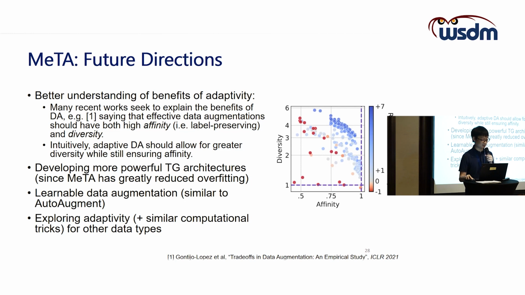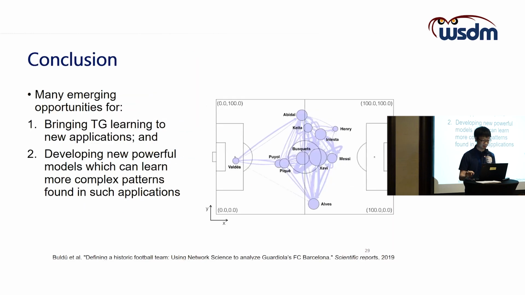Some other possible improvements are learnable data augmentation, as well as exploring adaptivity for other data types. In conclusion, I think there are many exciting opportunities to bring temporal graph learning to new applications, as those we have seen, as well as to develop more powerful temporal graph models, which can learn more complex temporal as well as graphical patterns found in such new applications.